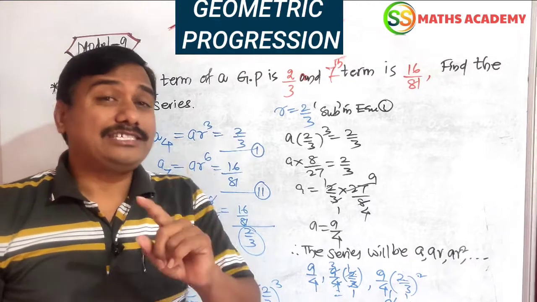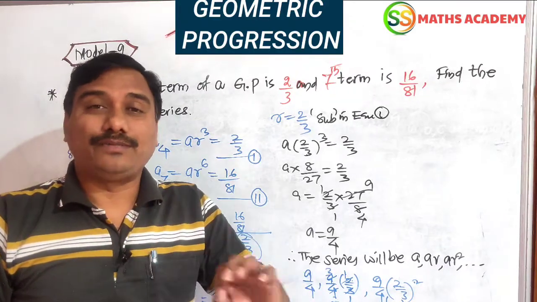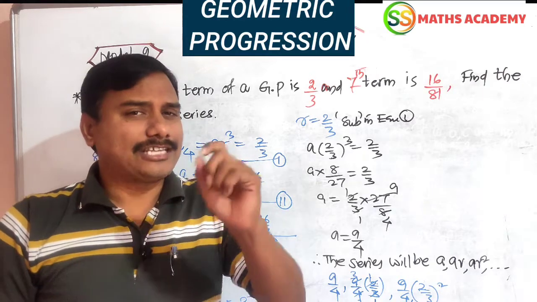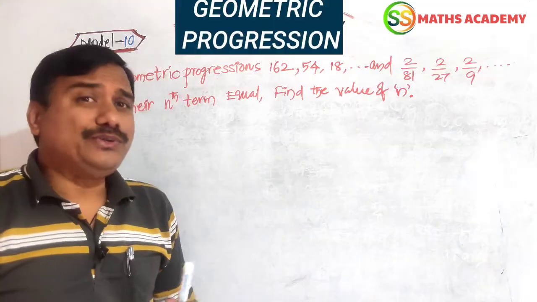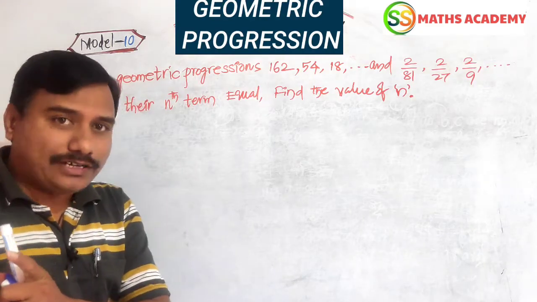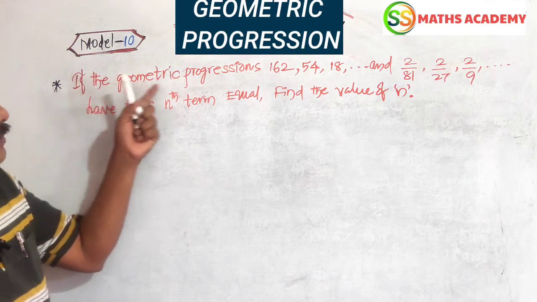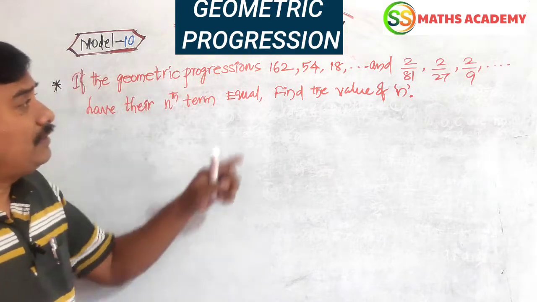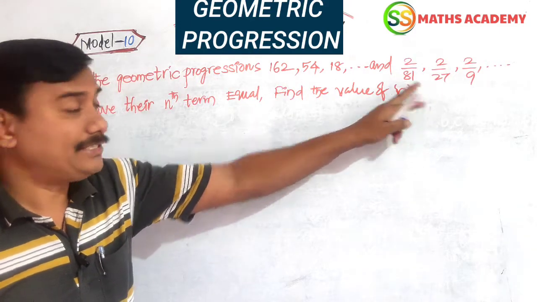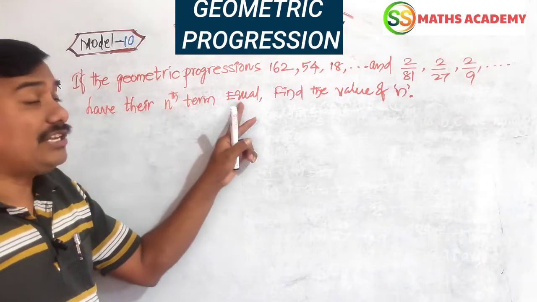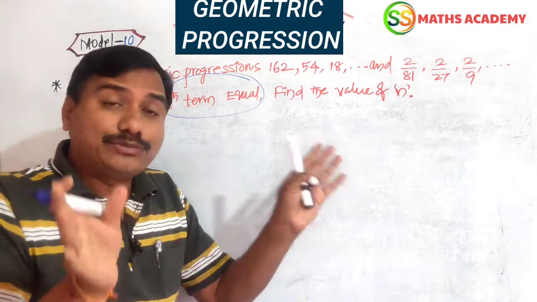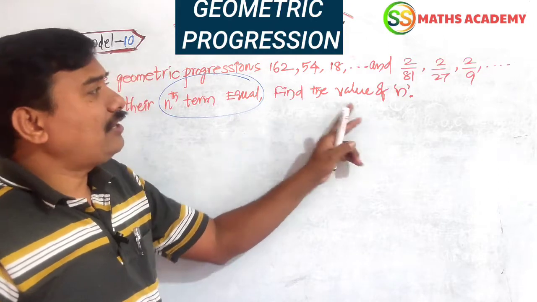And you have to see the last model, the 10th question in geometric progression, the last question of this session, but not the least. Let us see such a good question for you. This is the 10th model's last question, a 4 marks question for you, dear friends. Let us see. In a geometric progression, two different series are given, and their nth terms are equal. This is a very important word for us: the two nth terms are equal. Find the value of n.